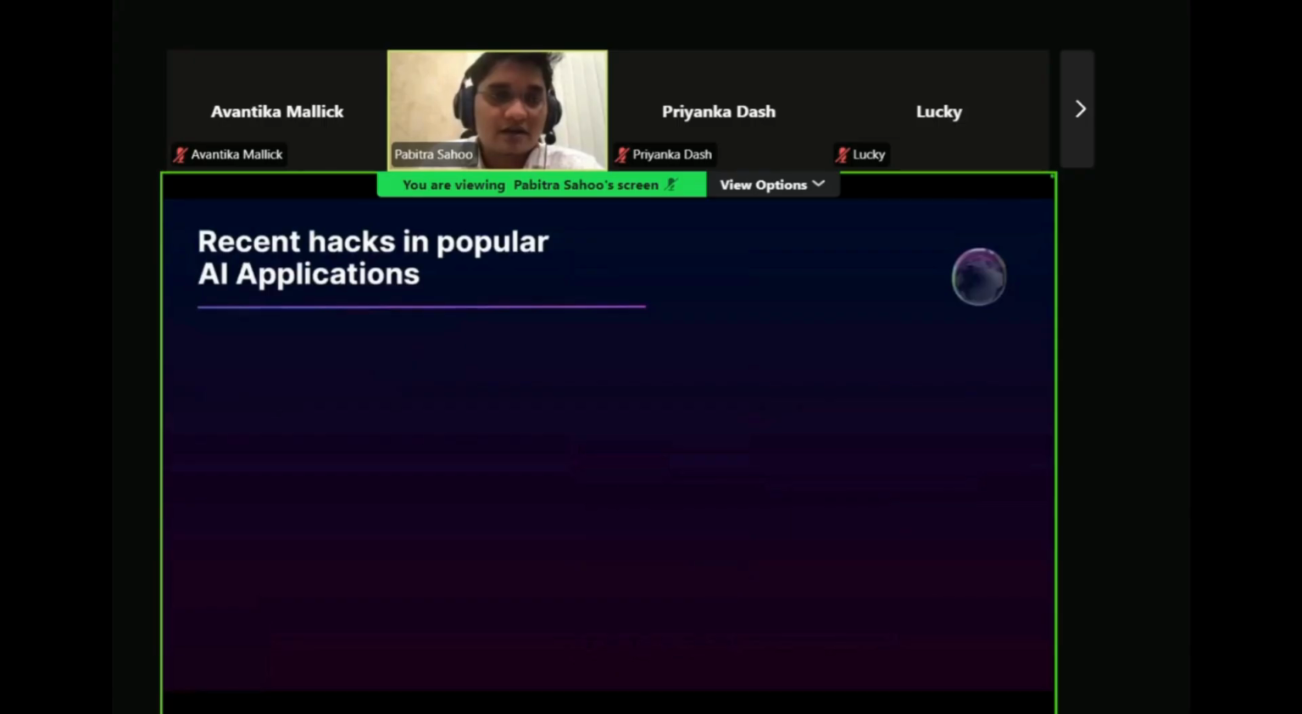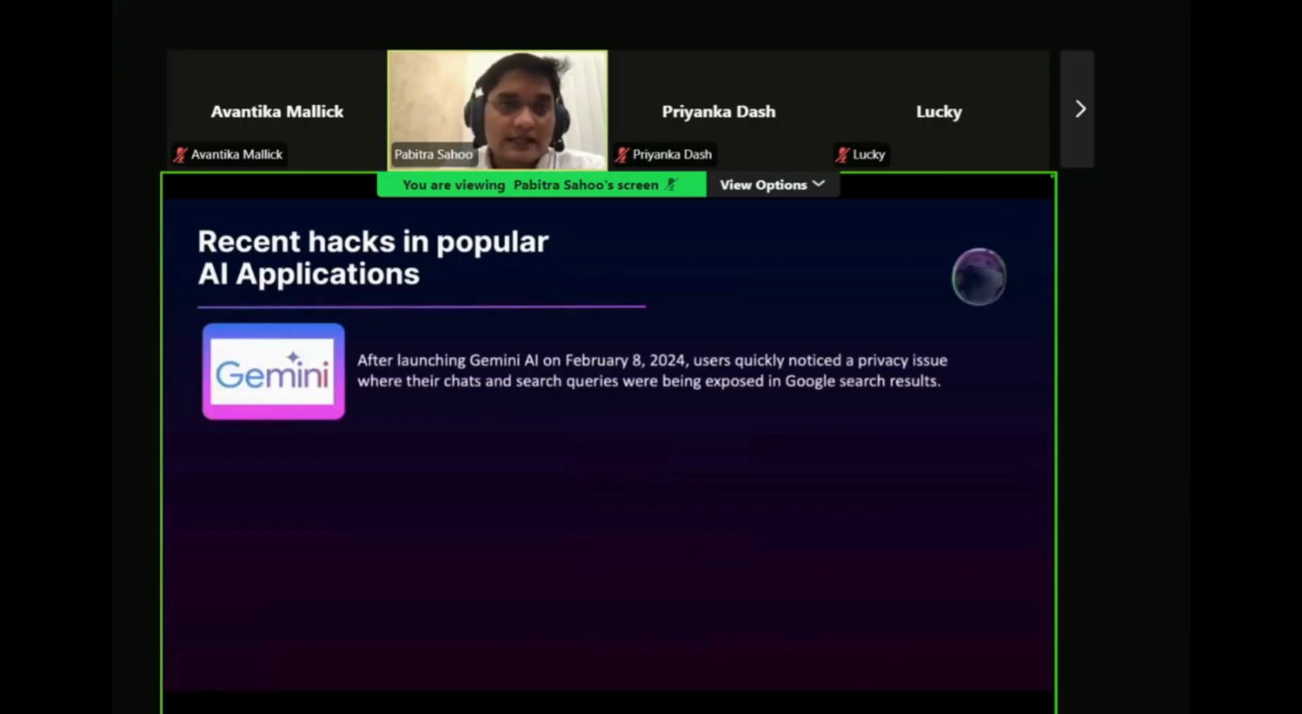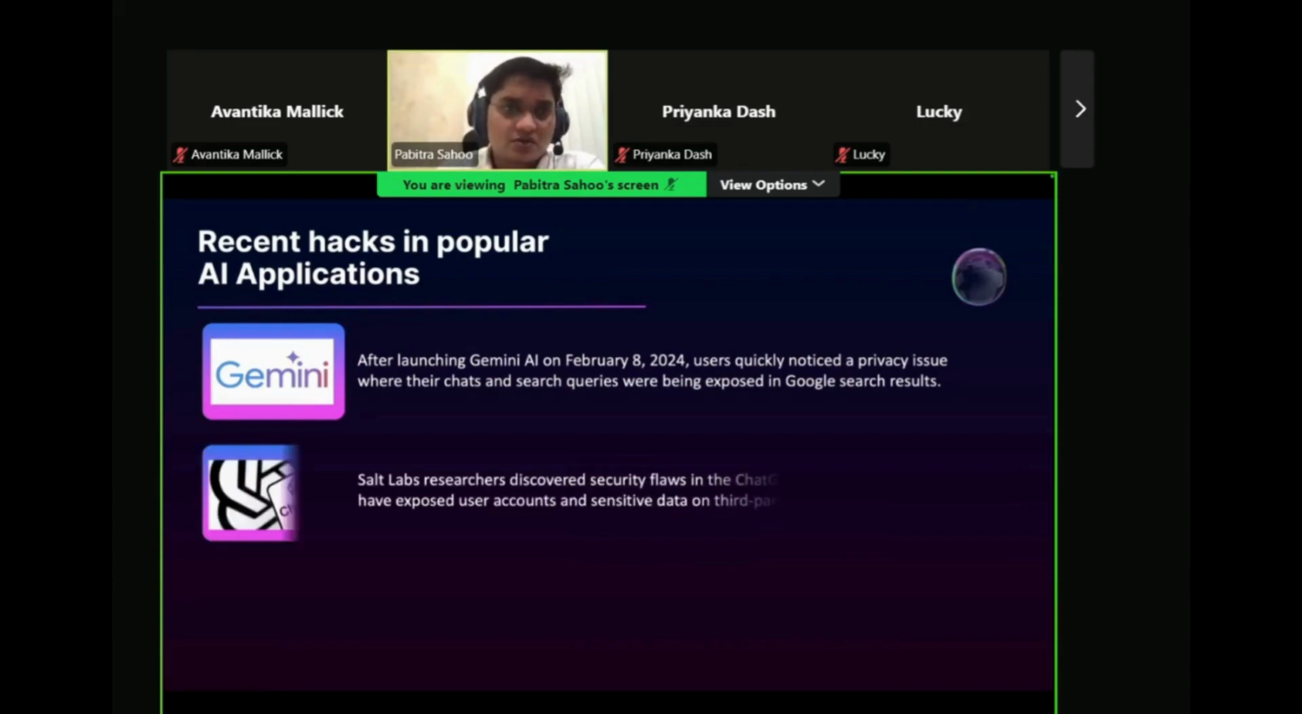And these are some recent hacks in popular AI-based applications. For example, with the Gemini API, in February this year I noticed a privacy issue: the chat and search queries were exposed in Google search results. So this is a sensitive information disclosure issue.